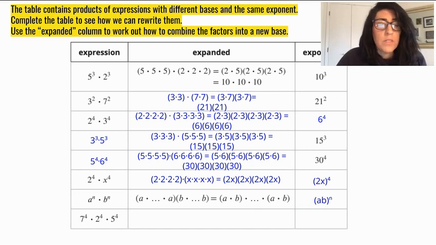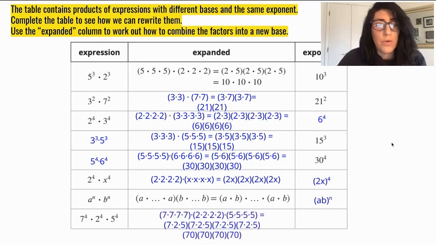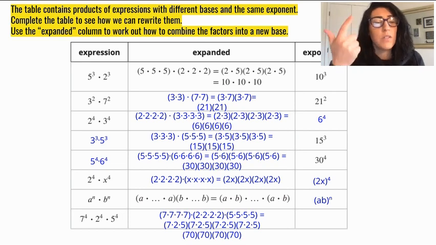The last one gives us an expression with 3 different components here. So it's the same process, but this time we have a little bit more to work through. So 4 factors of 7, 4 factors of 2, 4 factors of 5, regrouping each of those into 4 groups that have a 7 times a 2 times a 5, which equals 70. So we would say that this is equivalent to 70 to the power of 4.